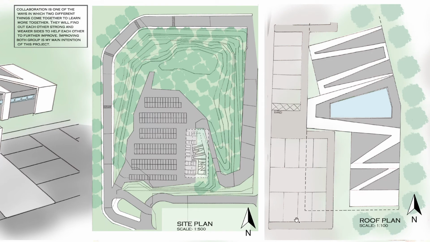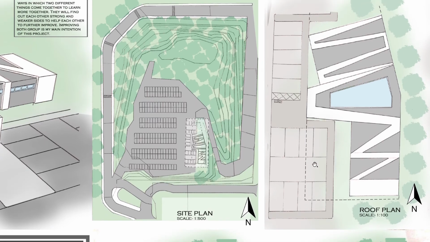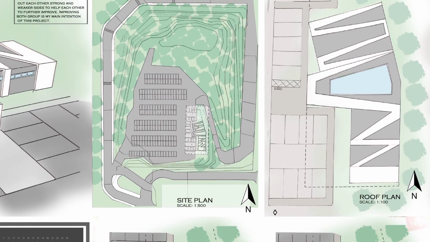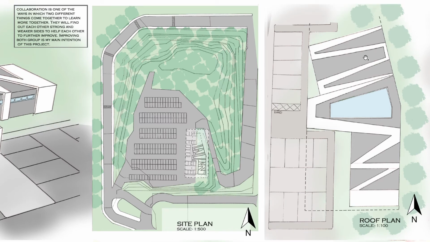And this will be my roof plan. You will see that the roof has this zigzag pattern, which is actually metal cladding. This zigzag pattern represents how, when two people connect, they will create an electrical pulse, which is that.